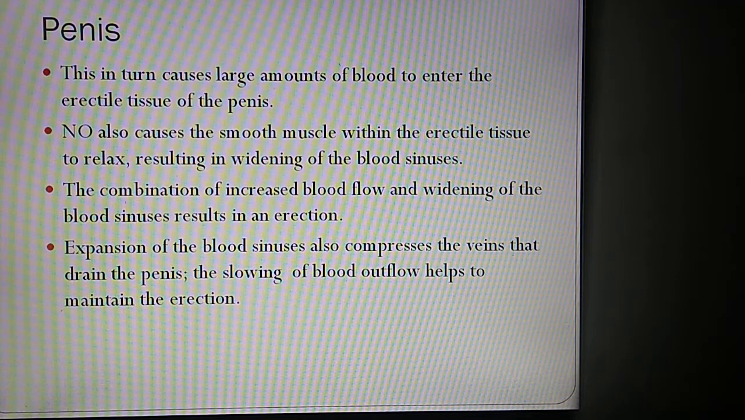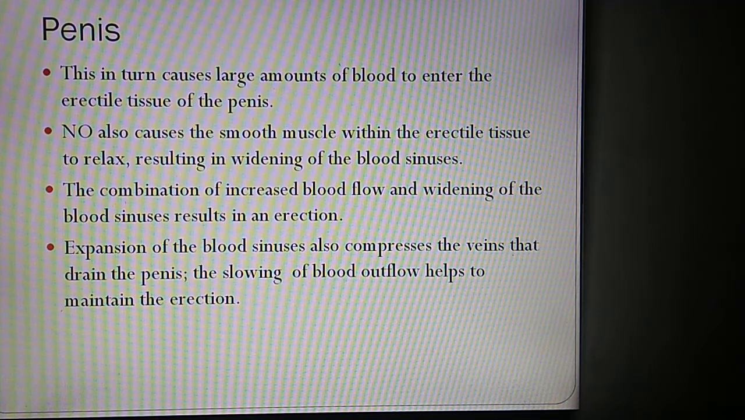This in turn causes a large amount of blood to enter the erectile tissue of the penis. Nitric oxide also causes smooth muscle within the erectile tissue to relax, resulting in widening of the blood sinuses. The combination of increased blood flow and widening of the blood sinuses results in an erection.